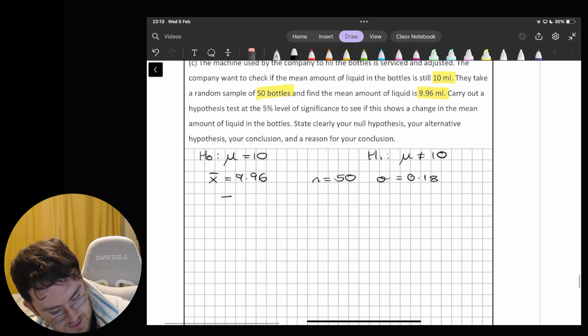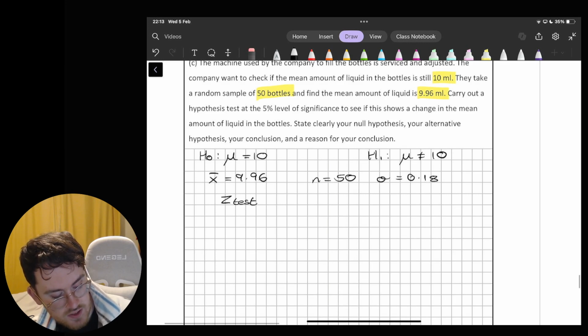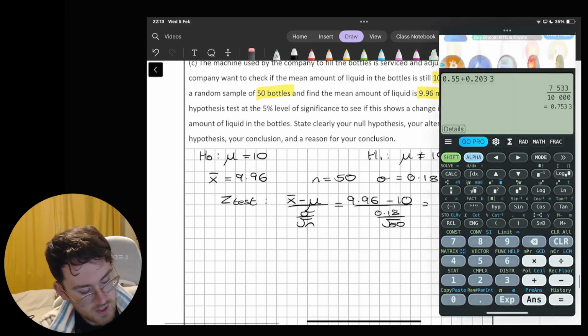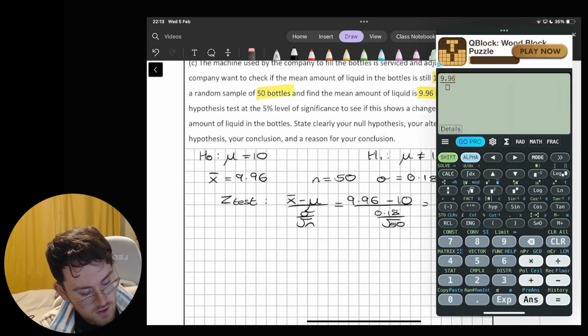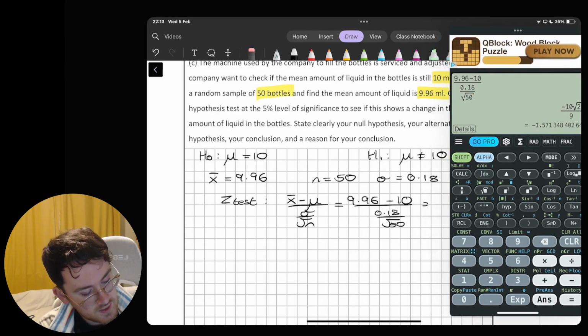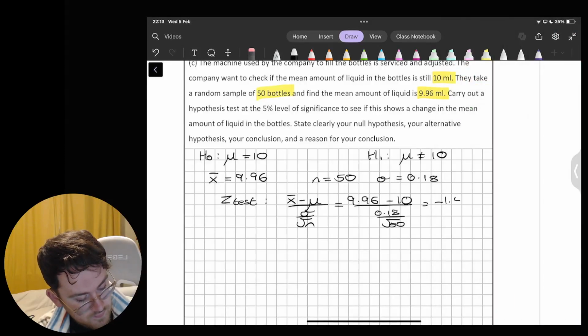So let's focus on the test statistic then. The test statistic is x bar minus mu over sigma over root n. So 9.96 minus 10 over 0.18 over root 50. Remember, we're testing how realistic this answer is based on the null hypothesis, so we're okay with using the null hypothesis in our calculation here. I'm getting an answer of minus 1.57.